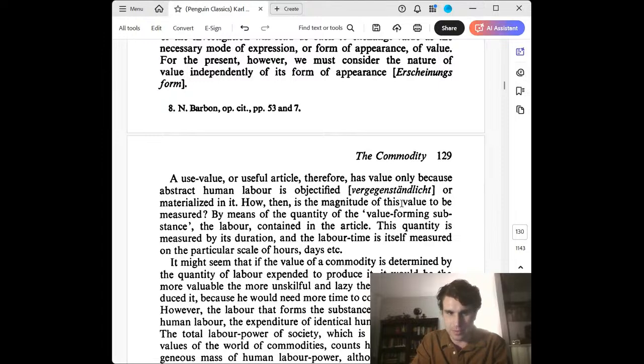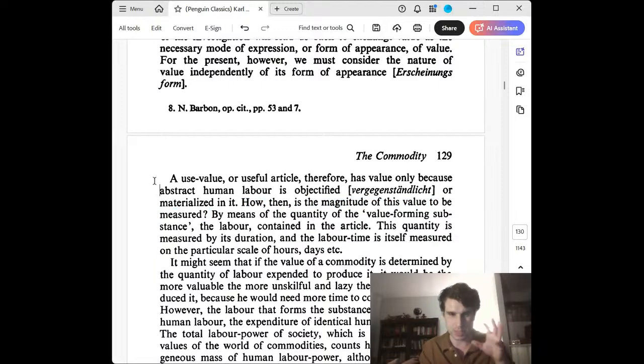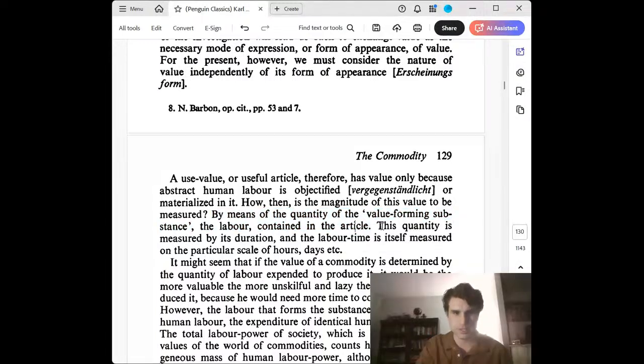How then is the magnitude of this value to be measured? So if that's what value is, that it's human labor in this, that's why it has value. How can you measure the magnitude of human labor? By means of the quantity of the value-forming substance, the labor contained in the article. How much labor was put into this thing? This quantity is measured by its duration. So how long did you work? And the labor time itself is measured on the particular scale of hours, days, etc.